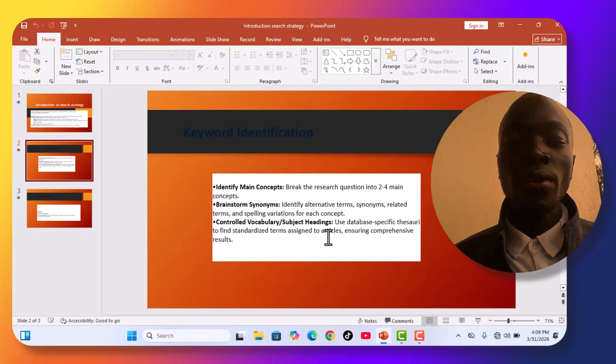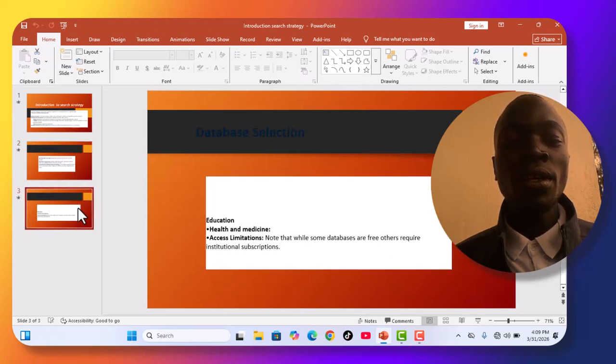and writing your headings. From this we shall move to my next slide, which is talking about database selection. This database selection can be in education, health and medicine. Access limitation: note that while some databases are free, others require institutional subscriptions. You need to always note that though some databases are free, others require institutional subscriptions. They should be accepted by people or by the community.